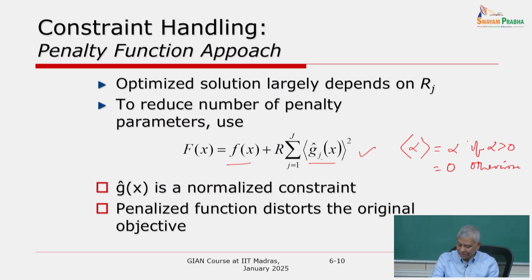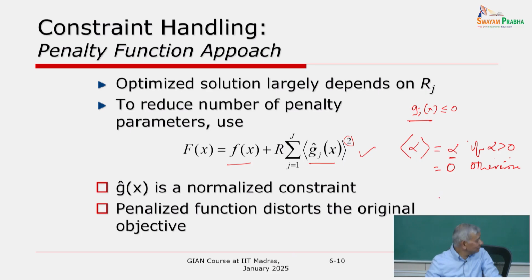That means if my constraint says g(x) should be less than or equal to 0, that's my constraint. If any x satisfies this, it's feasible. So if this value is negative or 0, you are fine. If alpha is positive, then you should add a penalty equivalent to the value of g. You can take the square or you need not take the square. It doesn't matter. Now I put a hat on top of g to say that you need to normalize.